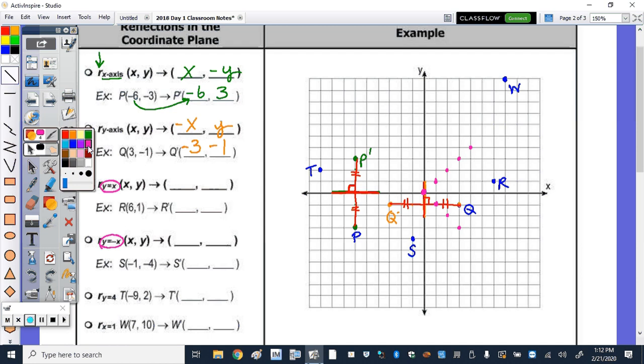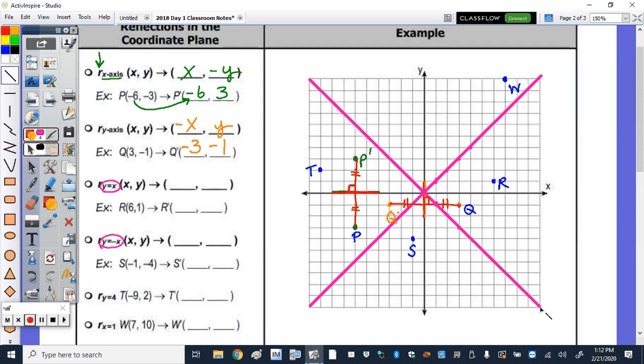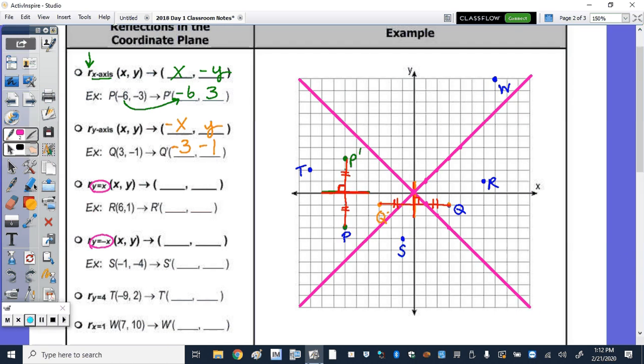All right, so y equals x goes corner to corner. Okay, and then y equals negative x, corner to corner in the other direction. So let's take a minute and label those lines. Here's y equals x. And y equals negative x. All right, now we're going to take, let's use, I guess, what color haven't I used? Purple. So now we're going to take R.